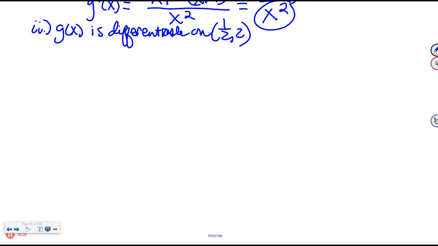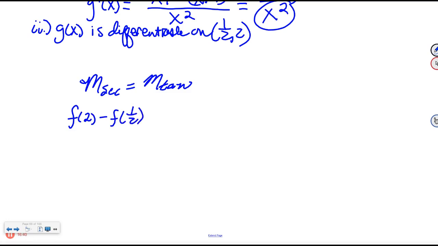What does it say? It says that the slope of the secant has to equal the slope of the tangent at least one place. Slope of the secant is f of b minus f of a over b minus a. The tangent is the derivative. I then need to go do f of b minus f of a. That's arithmetic, so let's go do that.